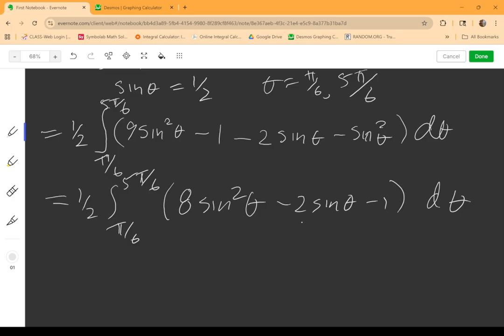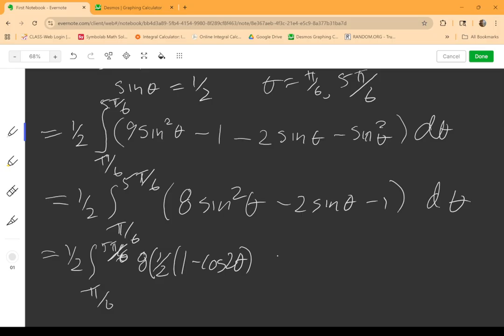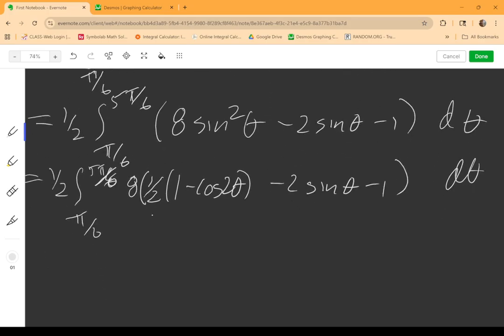So again, the minus 2 sine theta minus 1 is a straightforward integral. For the sine squared, we're going to use a power reducing formula. It's similar to cosine. The only difference here is when it is sine, it's a minus, so it'll be 8 times 1/2 times 1 minus cosine of 2 theta, minus 2 sine theta minus 1 d theta. Distributing the 8.